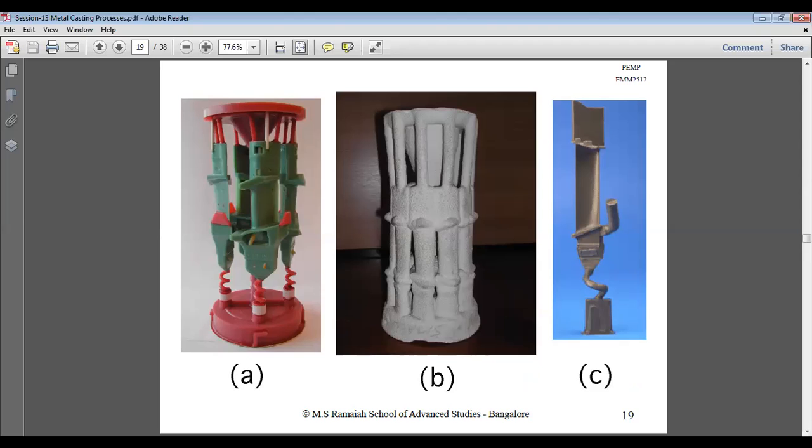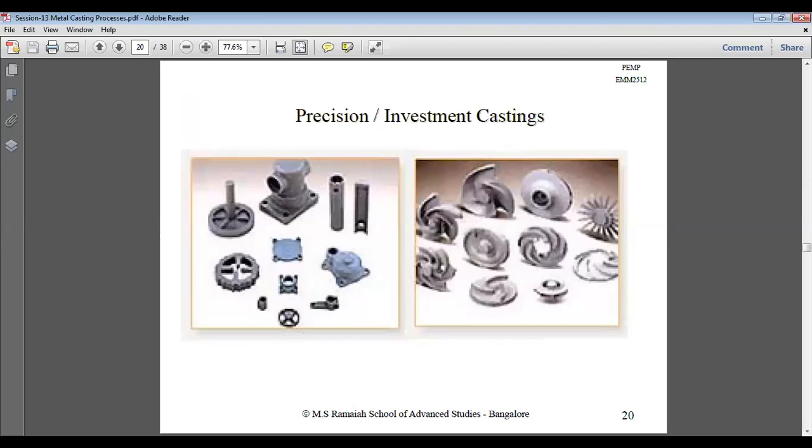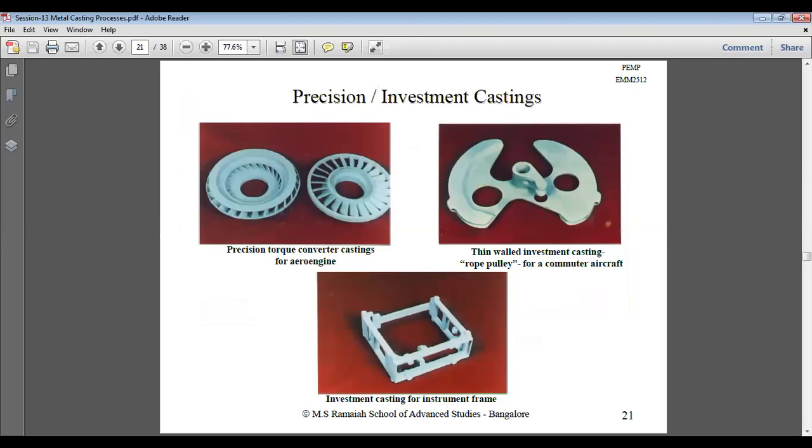We can see these are some components of automobiles and other machineries. Special parts are there. These are precision investment casting. So again, these are precision torque converter castings, thin walled investment casting, rope pulley for a commuter aircraft, investment casting for instrument frames. So these are the applications of investment casting.